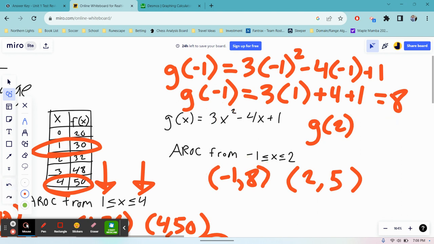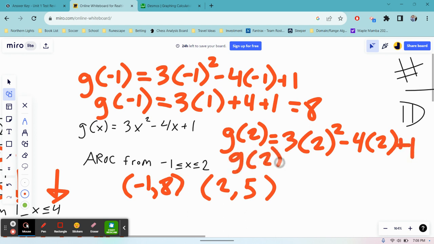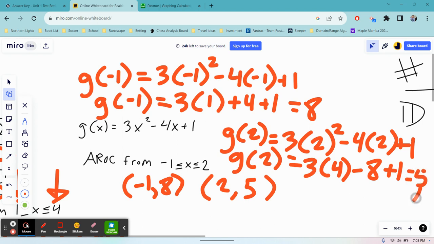Same deal with g of 2. We've got 3 times, instead of x, we're using 2 here, minus 4 times the 2 plus 1. So g of 2 is 3 times 4 minus 8 plus 1. So that's 12 minus 8 is 4 plus 1 equals, I for one feel shocked, it is 5. So we plugged in 2, we got out 5, so the final point is (2, 5).